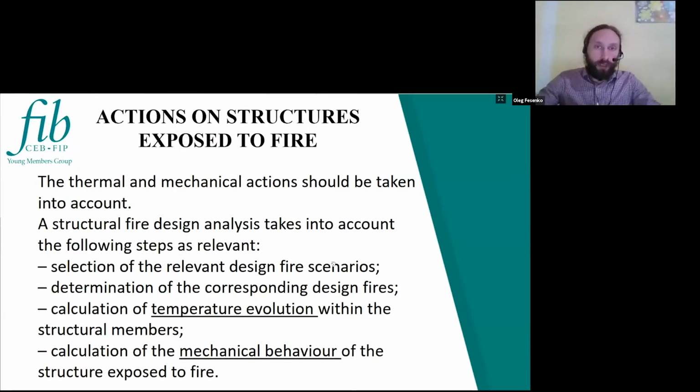And let's talk about actions. There are two kinds of actions on structures exposed to fire, mechanical and thermal actions. Structural fire design analysis takes into account the following steps as relevant. Selection of the relevant design fire scenarios, determination of the corresponding design fires, calculation of temperature evolution within the structural members, and the calculation of the mechanical behavior of the structure exposed to fire.